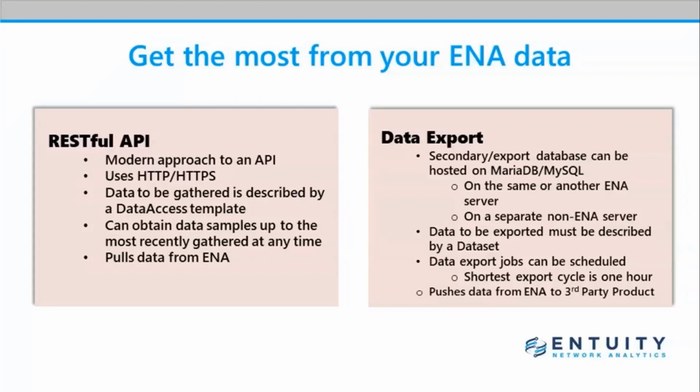A very important point about what the RESTful API brings to the table is that if you are extracting time series data samples, let's say, for example, samples gathered every 5 minutes for port utilization, then you can request up to the very most recently gathered sample to be included. The general philosophy of the way that the REST API works is that it allows you to pull data from ENA. So your external system is pulling the data on request from ENA.